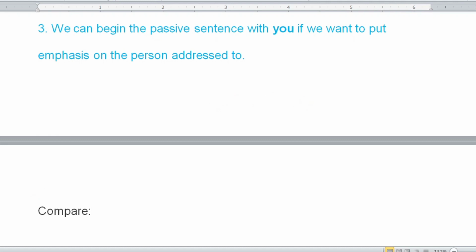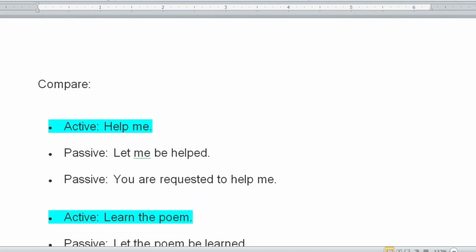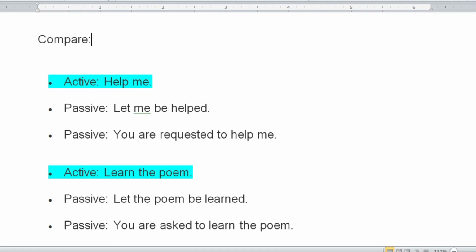For example, we are comparing here. Active voice: help me. Passive voice: let me be helped. This is a correct example, not wrong. And another passive voice: you are requested to help me. This is also correct, we can use it. We are emphasizing, that is why.